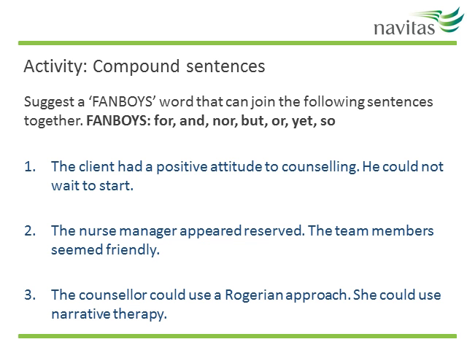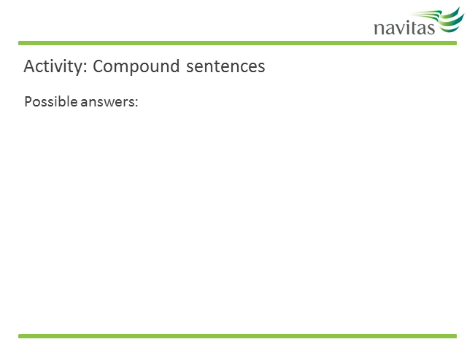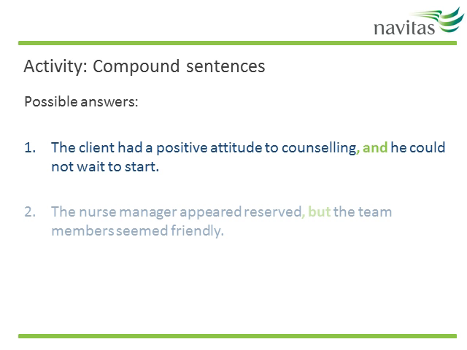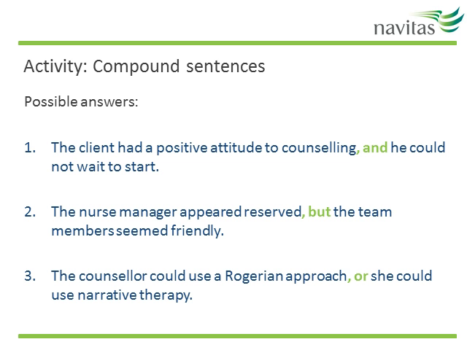Here are some pairs of sentences that can be linked with a fanboy linking word. Pause the video now to do the activity. Here are some possible answers. The client had a positive attitude to counselling and he could not wait to start. The nurse manager appeared reserved, but the team members seemed friendly. The counsellor could use a Rogerian approach, or she could use narrative therapy.